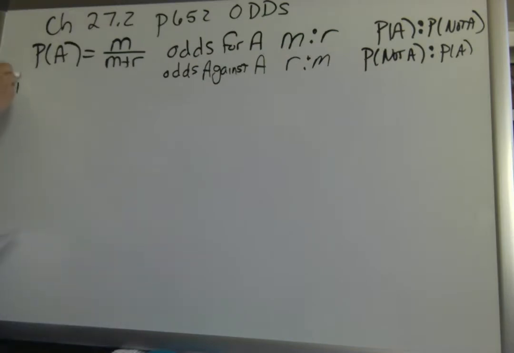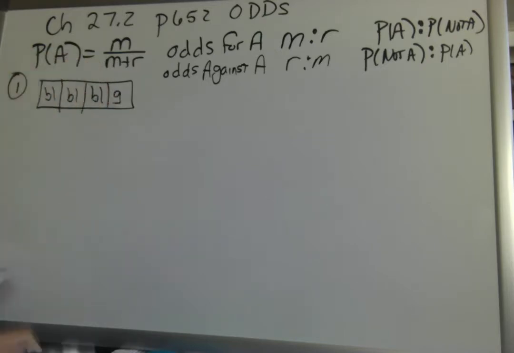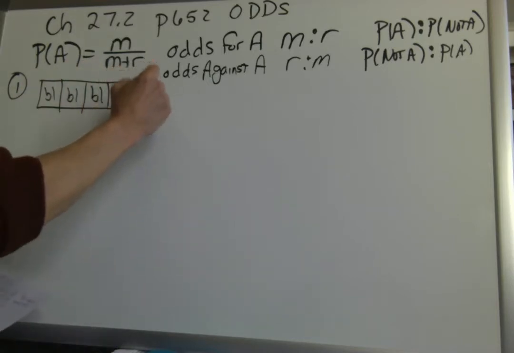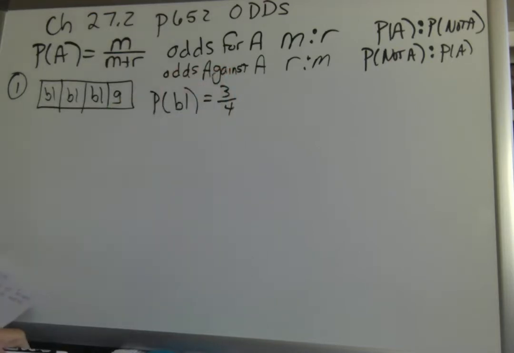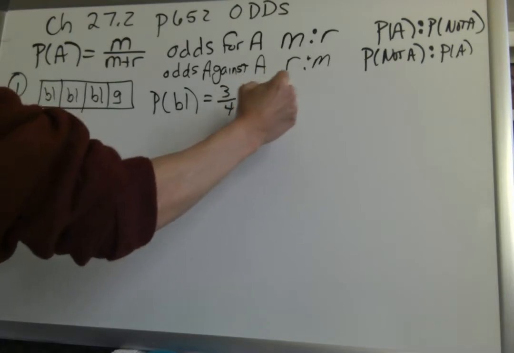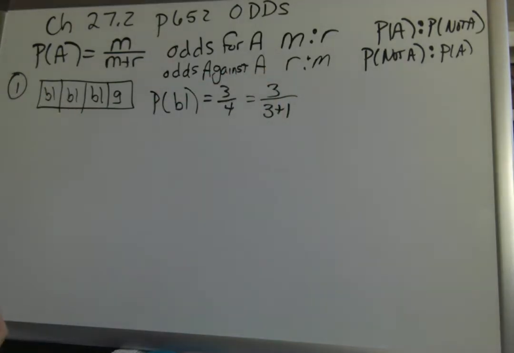So let's start with the easiest problem. Trying to come back to the pictures that I know you guys love. Let's say this is blue, blue, blue, and green. Okay, the 4 pieces are equal, right? Equal area. So we know that the probability of blue is 3/4. Now, using this format, that would be 3 over 3 plus 1. So the probability of blue is 3/4.